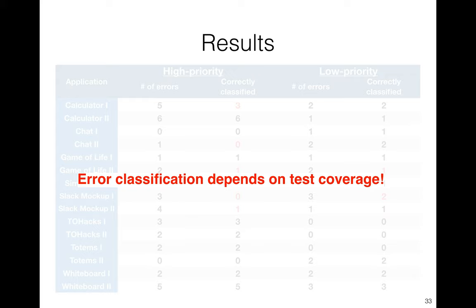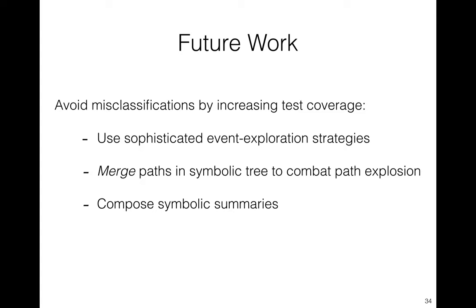These incorrect classifications illustrate the most important limitation of inter-process testing, namely that the classification depends on how well both components are explored. If the server is not sufficiently explored, errors will not be found at all, and if the client is not sufficiently explored, high priority errors will be misclassified as low priority errors. For our future work, we therefore aim to incorporate existing techniques in order to increase test coverage. For example, by using more sophisticated concolic search strategies that specifically target event-driven applications, or by merging program paths in the symbolic execution tree to limit the exponential number of paths that are created, or by generating symbolic summaries that concisely describe how particular errors are triggered.